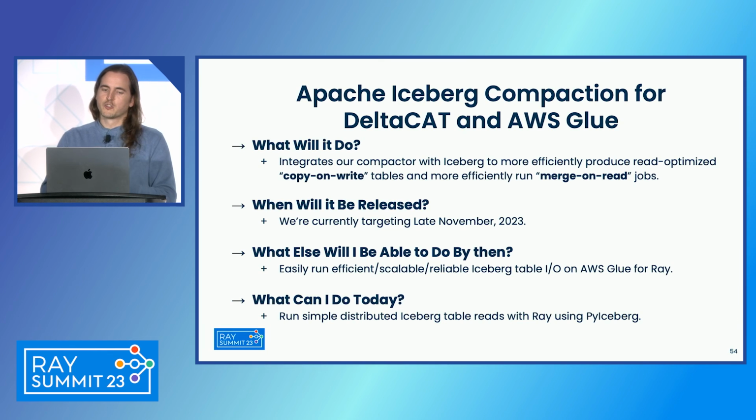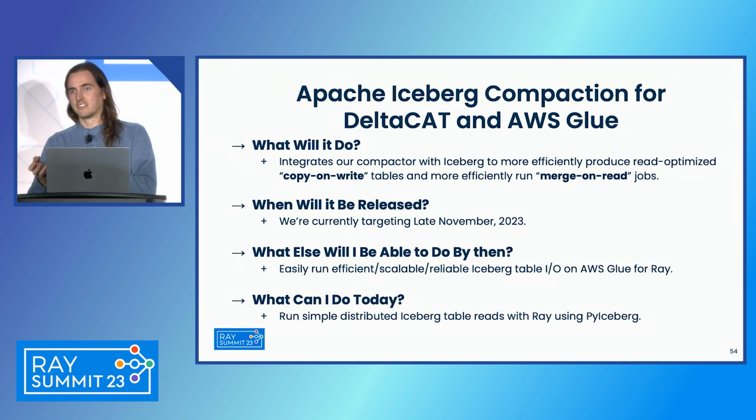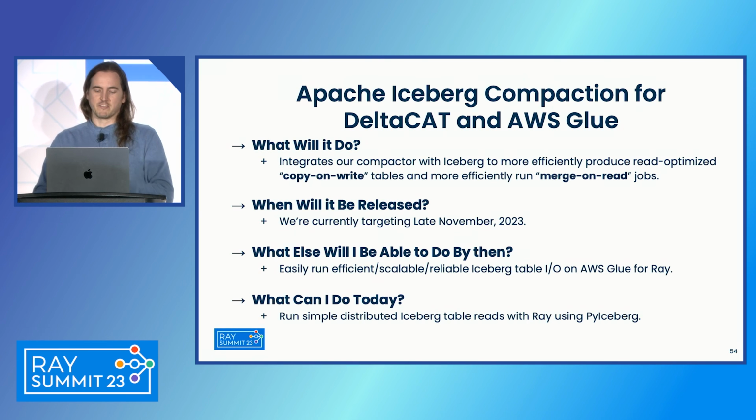And some future work that we're looking to do is bring this Apache Iceberg compaction over to AWS Glue using the DeltaCAT project, so you can all use it to do merge on read, copy on write operations in your Iceberg catalogs as well, and benefit from these same efficiency improvements that we've demonstrated here.